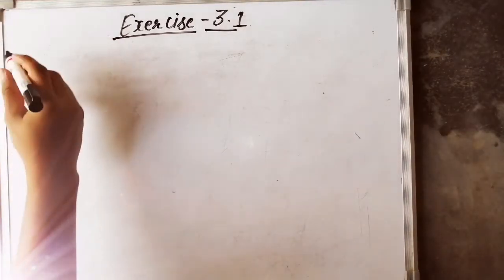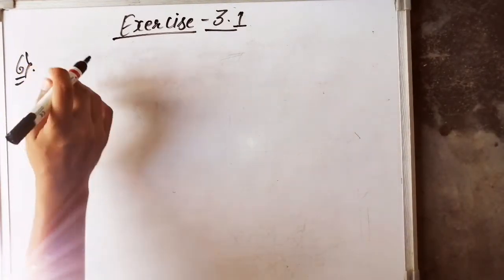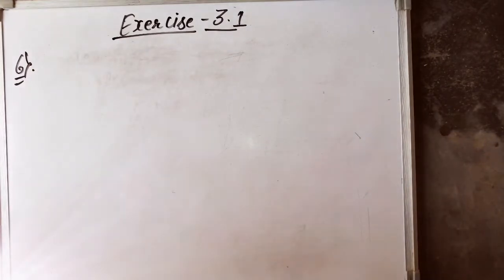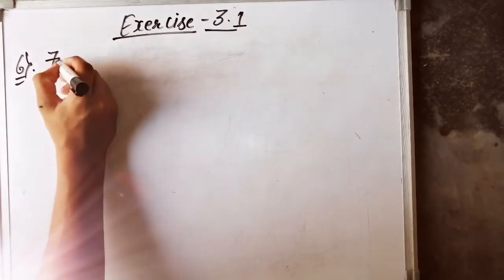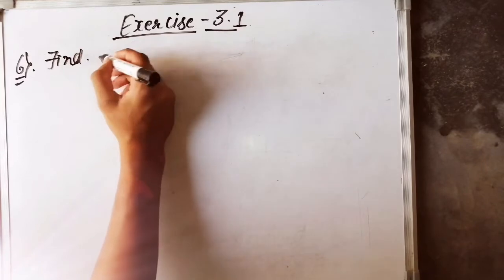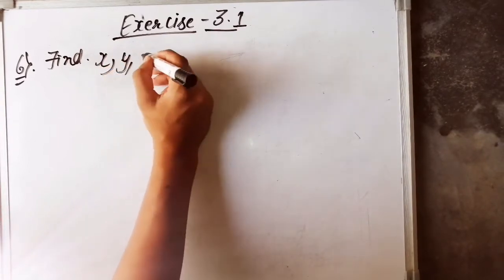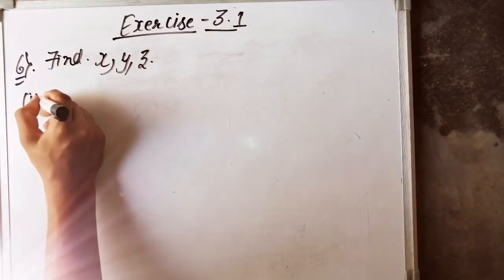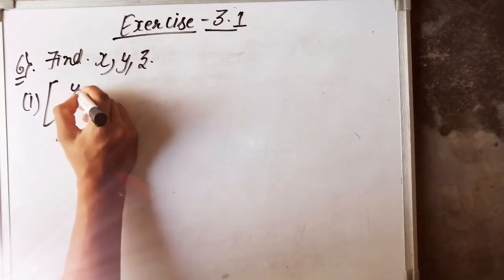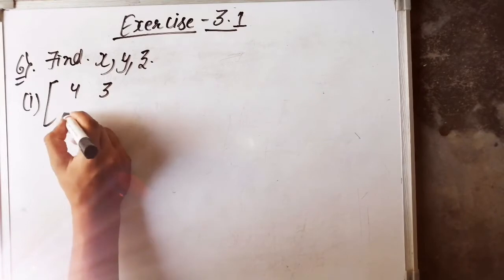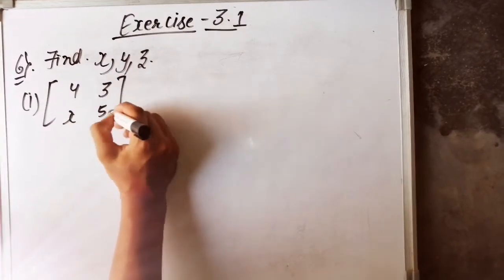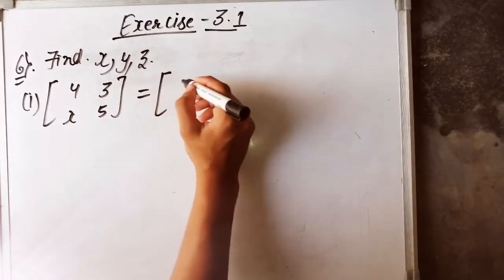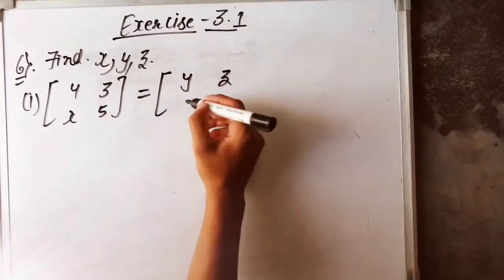Let's have a look at the sixth question, which states that find out the value of x, y, z from the following equations. Find the value of x, y, z. Our very first part of this sixth question is 4 3 x 5 equals to y z 1 5.